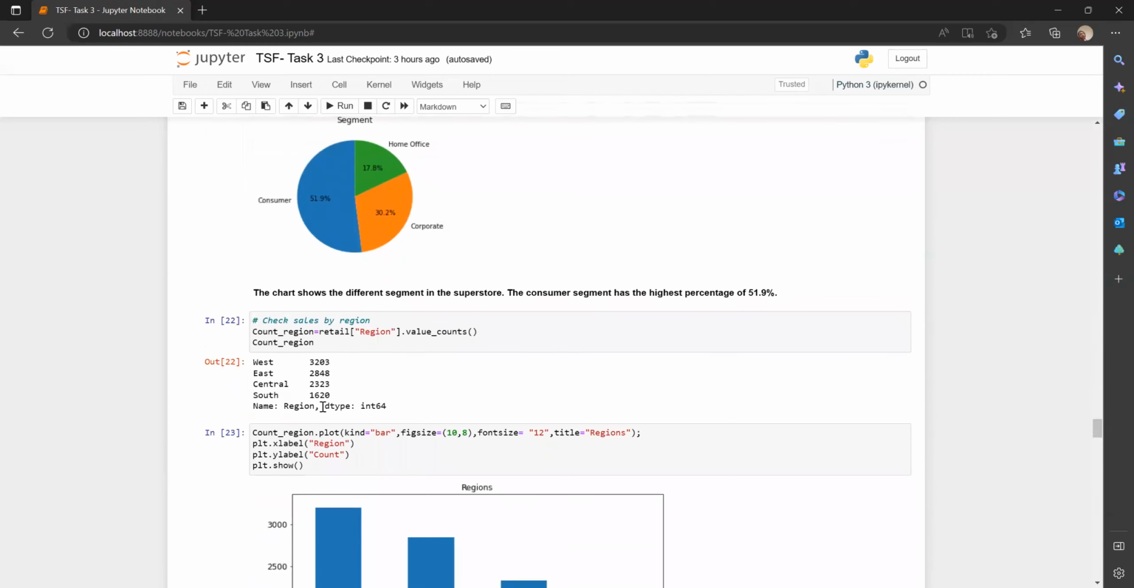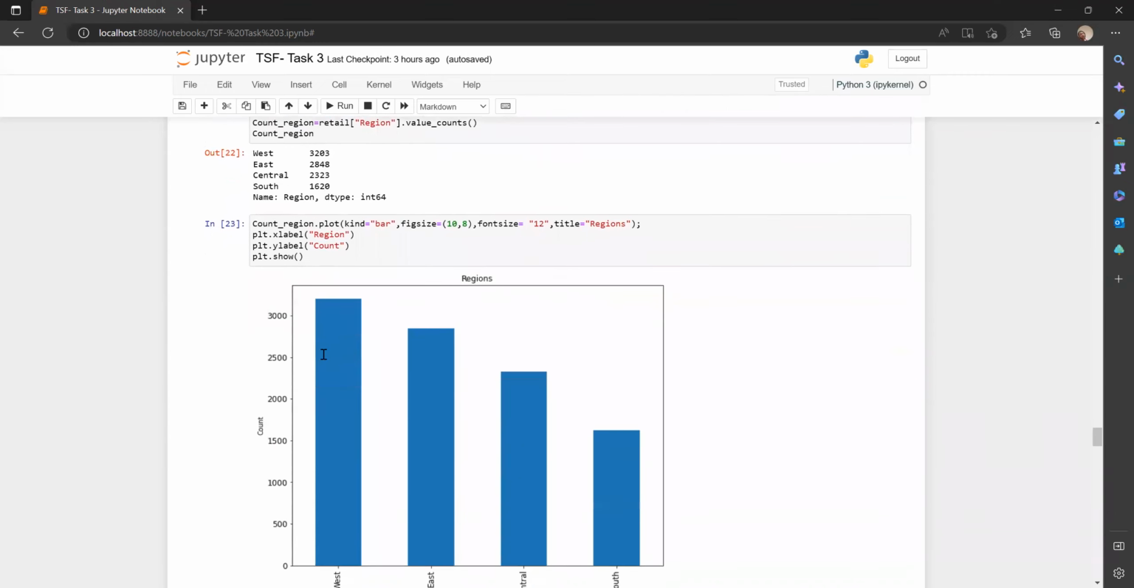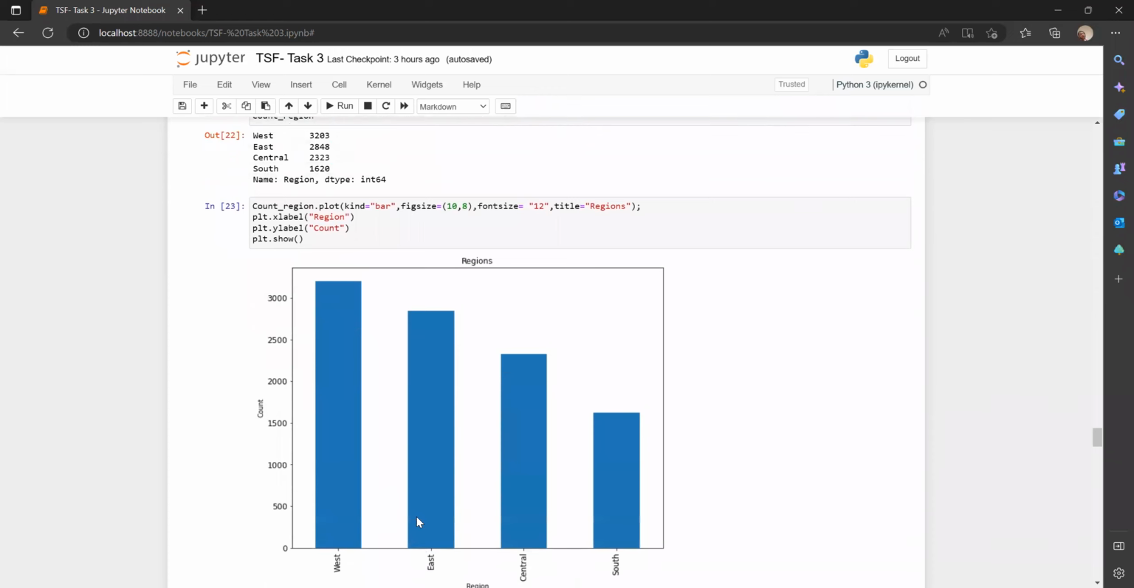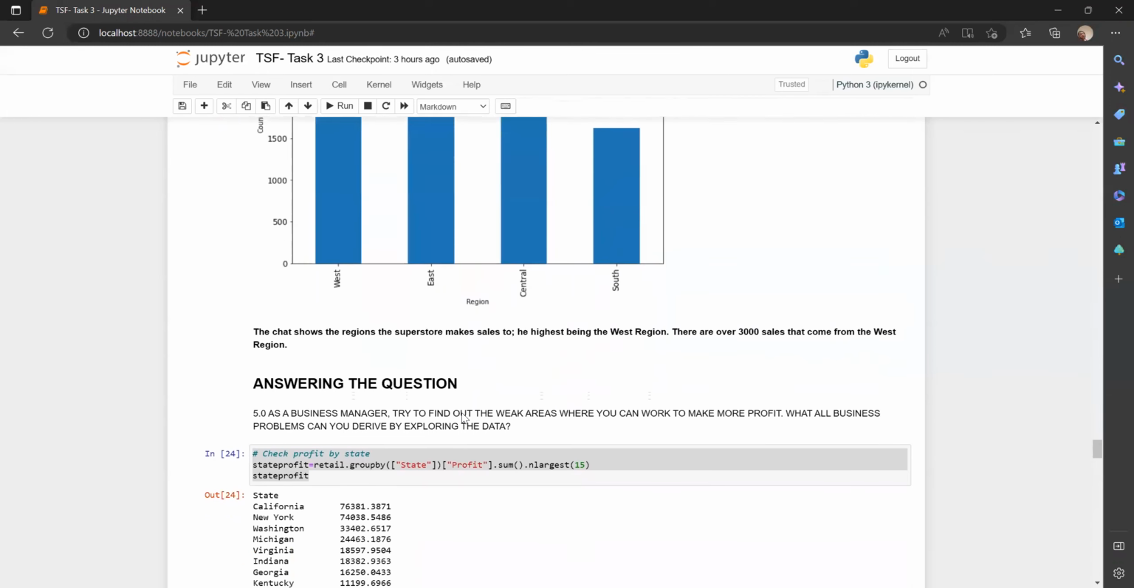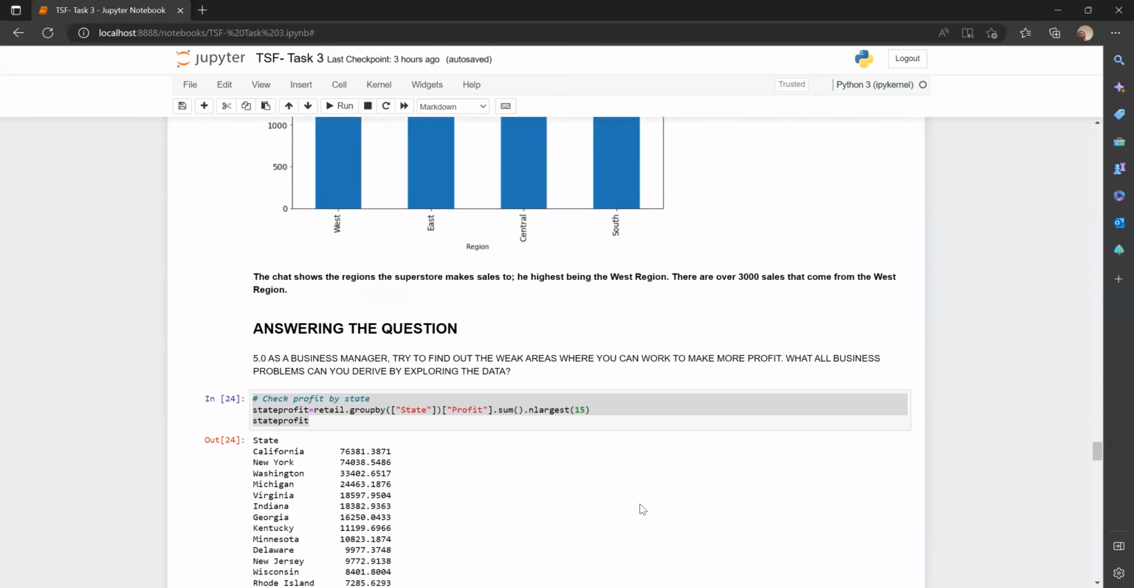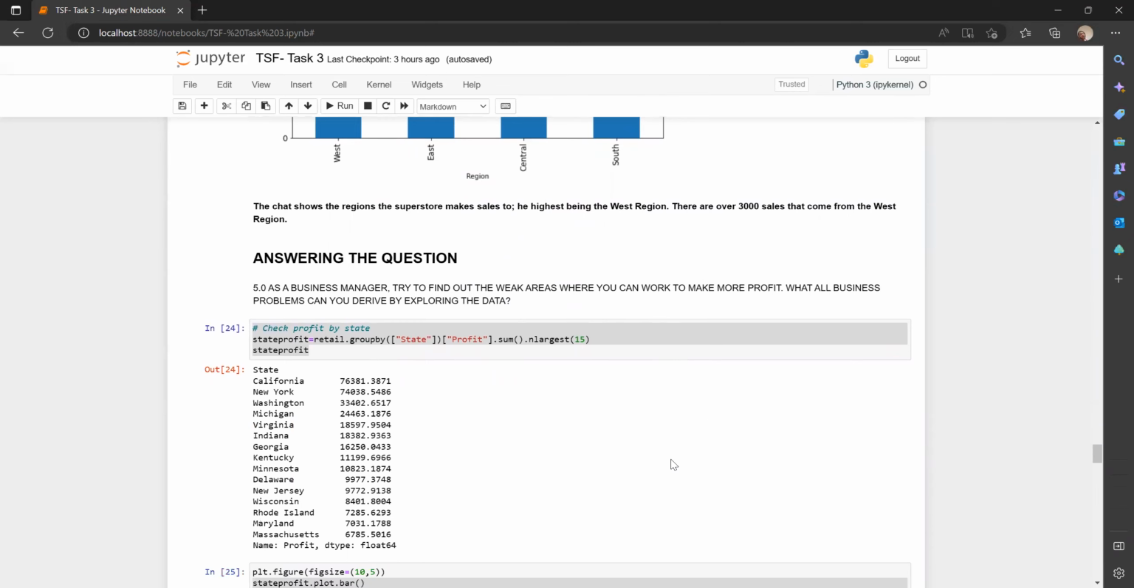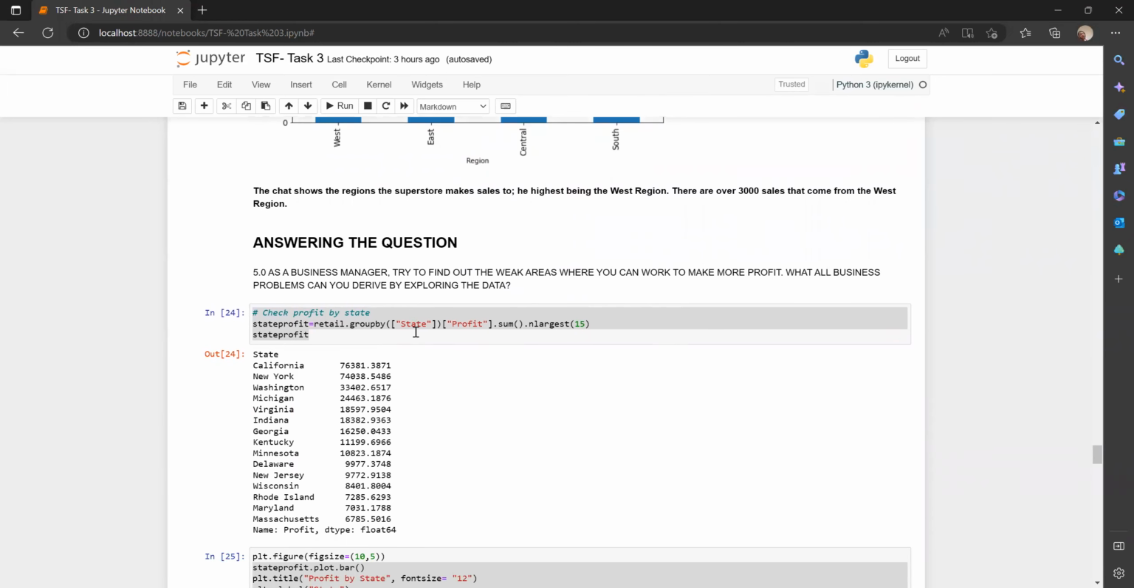The next was to check the sales by region, and we can see from this bar chart that the highest region is the West region, and there are over 300 sales coming from that region. The next was to answer the question, like I pointed out earlier, which is trying to find out the weak areas to make more profit and what business problems can be derived by exploring the data.